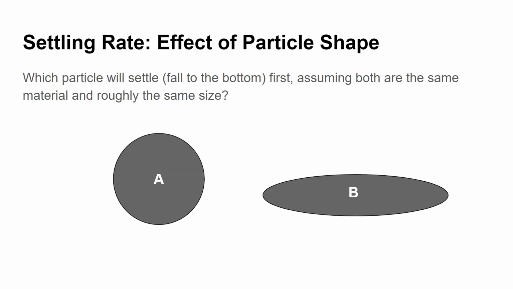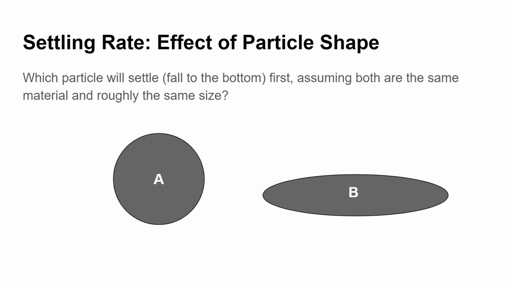Turns out particle shape also has an effect on settling rate. And so between particle A and particle B, which one settles first? Turns out A is going to reach the bottom faster than B. Why is this? A is a little bit more hydrodynamic, or aerodynamic if it's falling through air, so it will not experience as much drag as B.